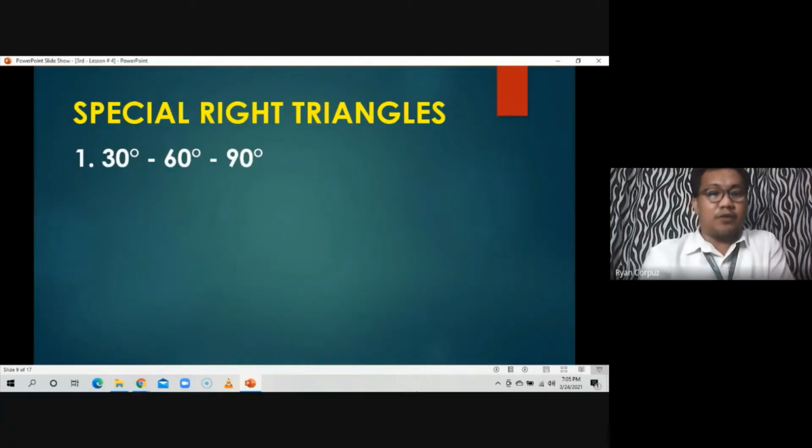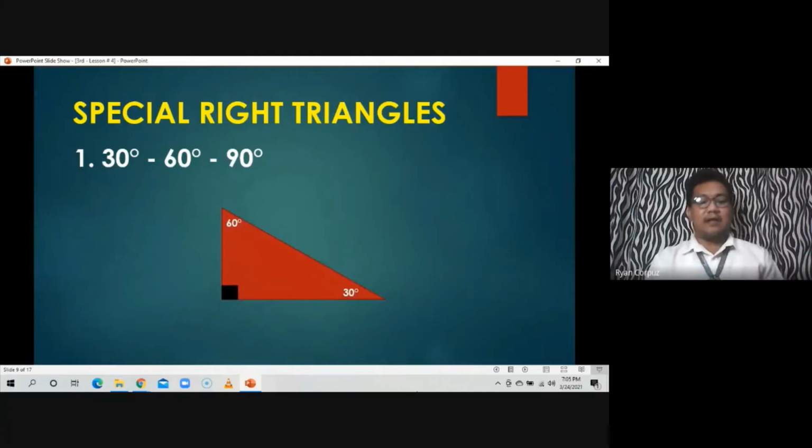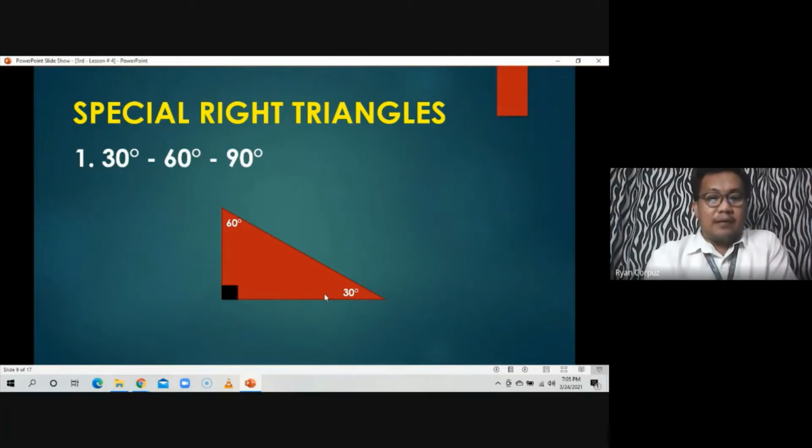That's just like, for example, 30, 60, and 90 degrees special right triangle. It's like, for example, this one. Kung right triangle yan, etong angle na to, of course, that's 90-degree angle. Itong angle na to ay 30 degrees.